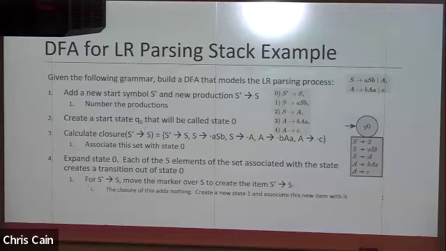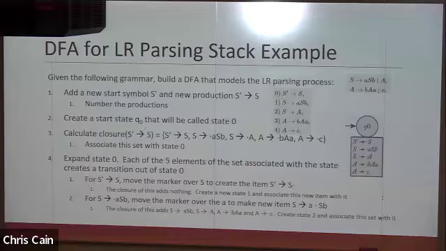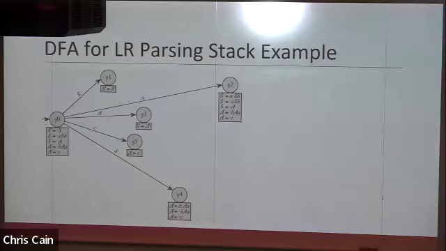Closure of this adds nothing because there's no non-terminal to the right of it. So we make a new state Q1 and associate just this item with it. For S arrow ASB, move the marker over the A, giving A dot SB, and we define the closure of that. So that adds some more things. We create state Q2 and associate the new set with that closure to that state. And we just continue to loop this process for the 3 remaining states, and we get a partially completed DFA.